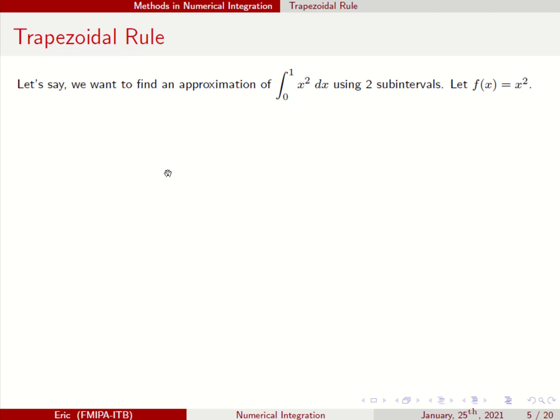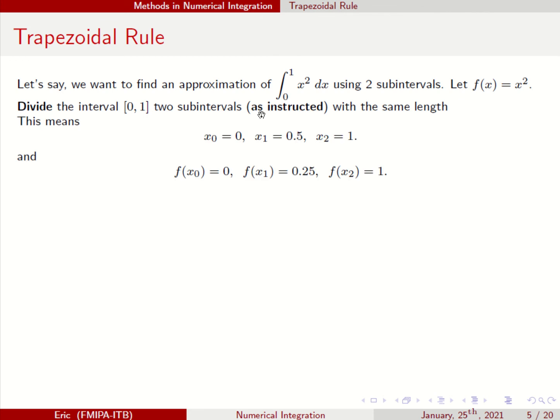So I have 0, a half, 1. The interval [0, 1] is divided into two subintervals, 0 to a half, and a half to 1. And f(x) is x squared. So I can look at this using two trapezoids, divided with the same length.